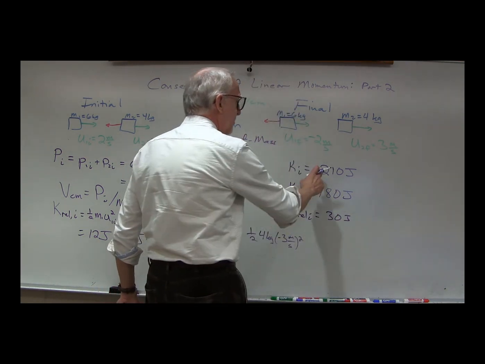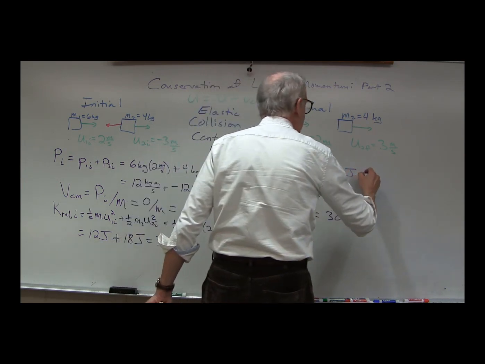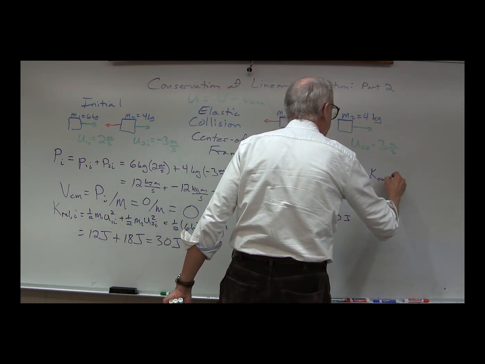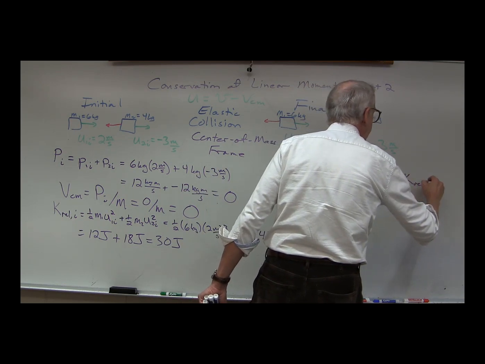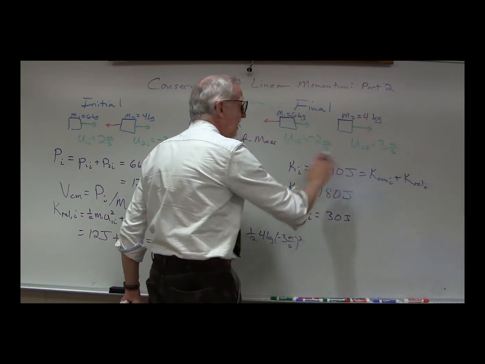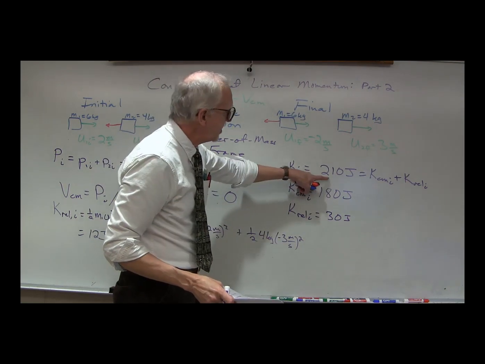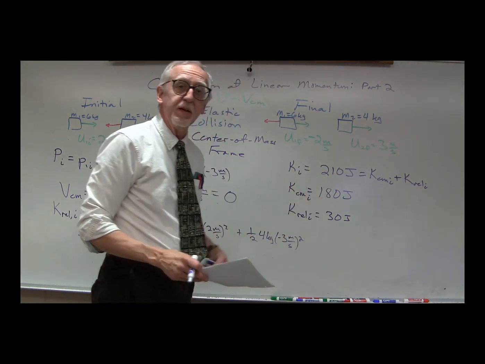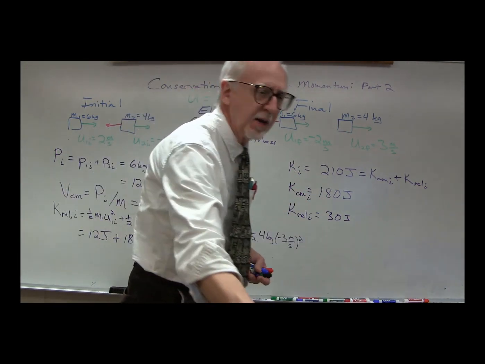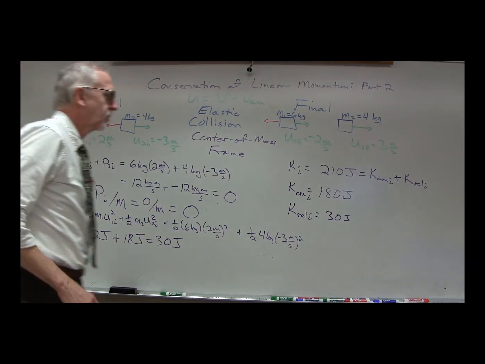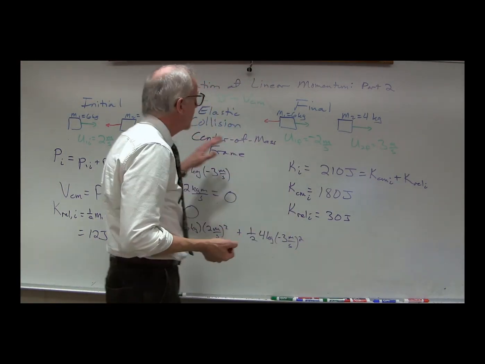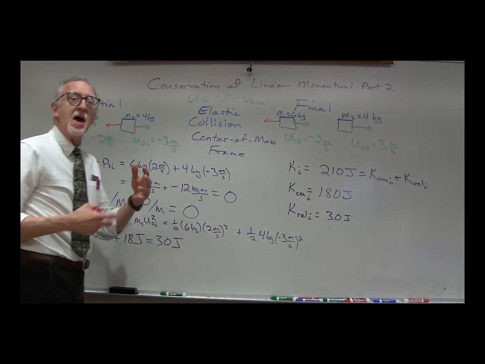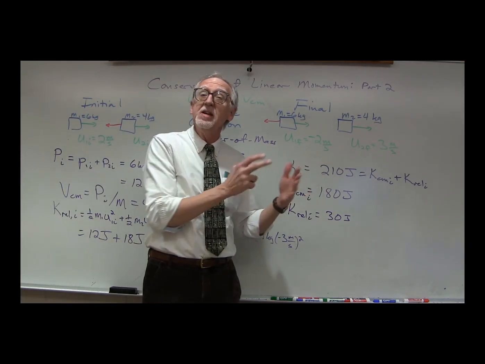What do we notice? The total kinetic energy is equal to the kinetic energy of the center of mass plus the relative kinetic energy. And we're just looking at this initially. So the 210 equals 180 plus 30. What does this mean? It means that we can think of the kinetic energy as being broken into 2 parts.